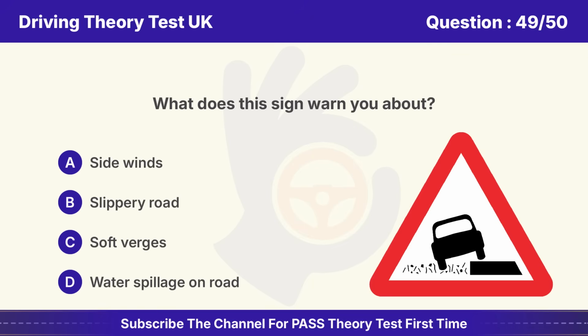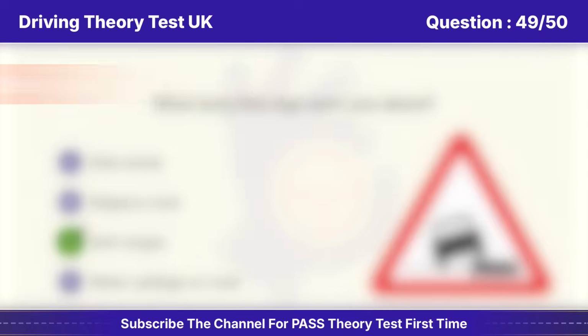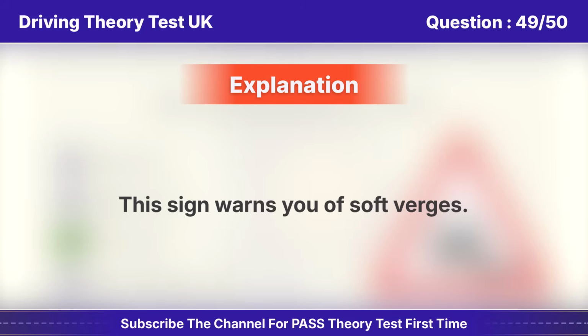Question 49. What does this sign warn you about? Option A. Side winds. B. Slippery road. C. Soft verges. D. Water spillage on road. Answer is C. Soft verges. This sign warns you of soft verges.